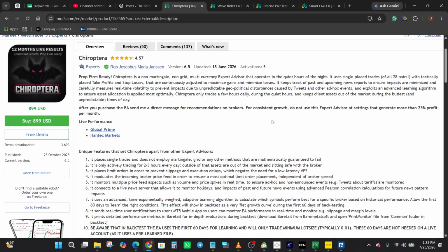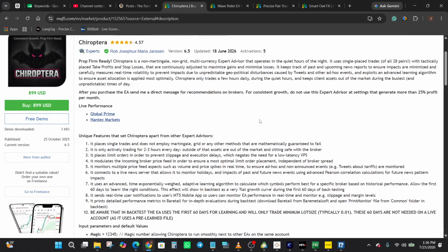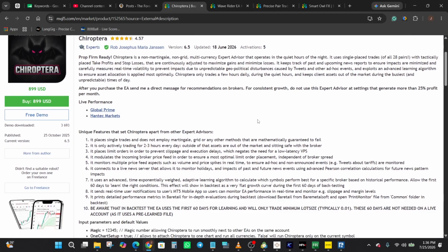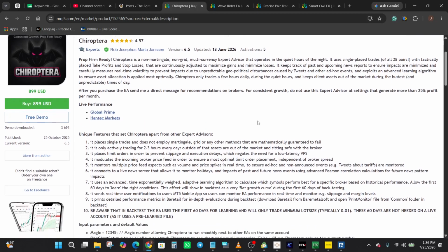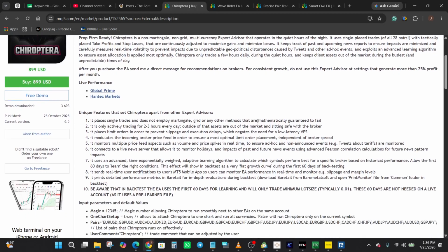It is also described as tracking upcoming and past news events and monitoring real-time volatility to try to filter out impact from unpredictable events like unscheduled tweets or geopolitical headlines. The developer also notes they recommend not running settings that push beyond 25% profit per month for consistent growth, and to message them directly after purchase for broker recommendations.